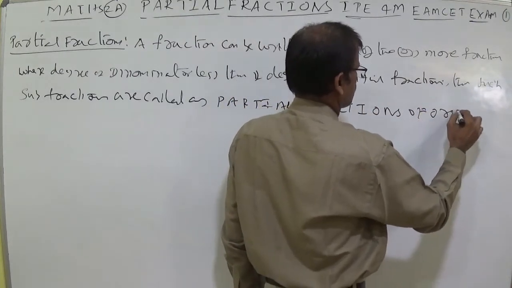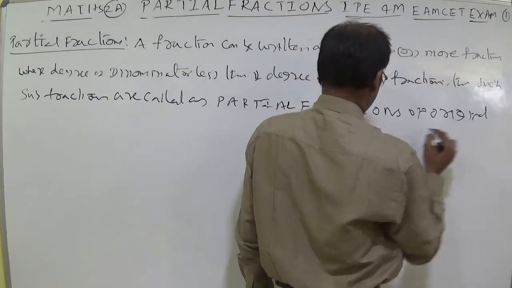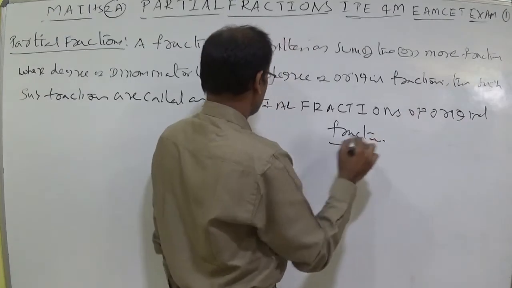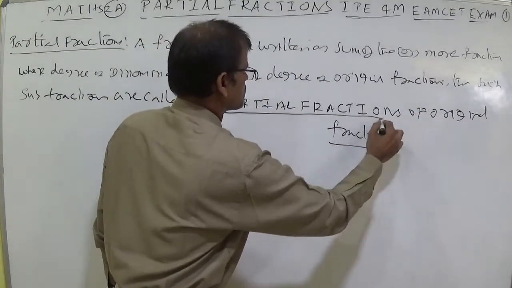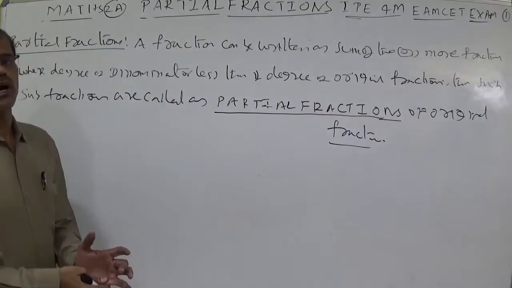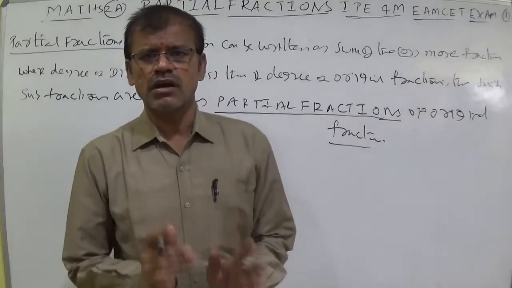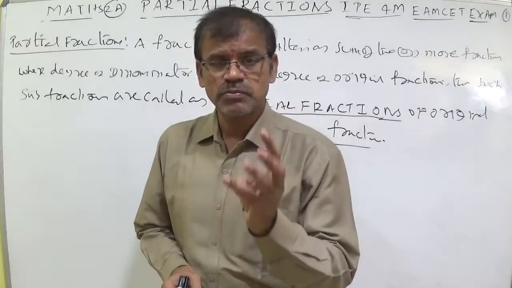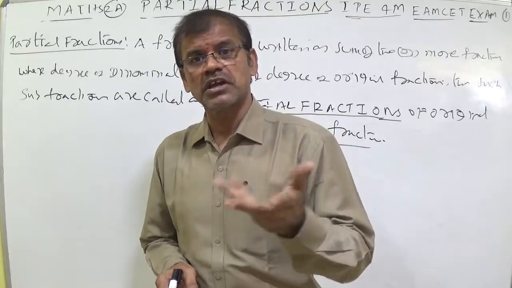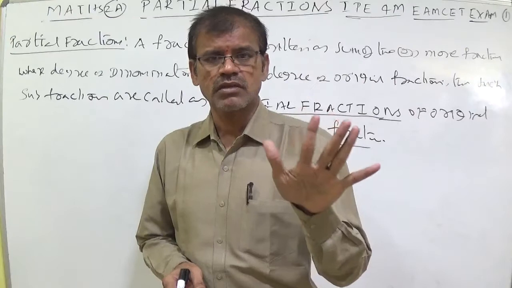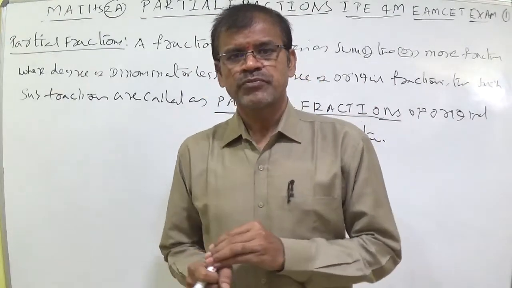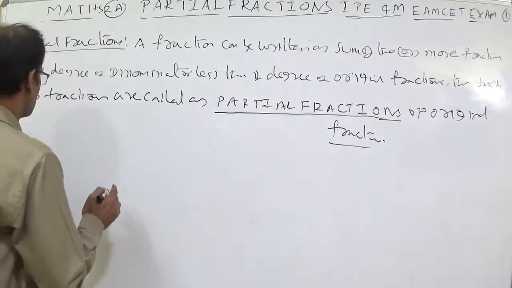Partial fractions of the original fraction. What is partial? The meaning of partial is half, a part. Maybe first part, second part, third part, fourth part. Eight fractions may be there, four fractions, or five fractions. There can be so many fractions. Let us discuss an example.